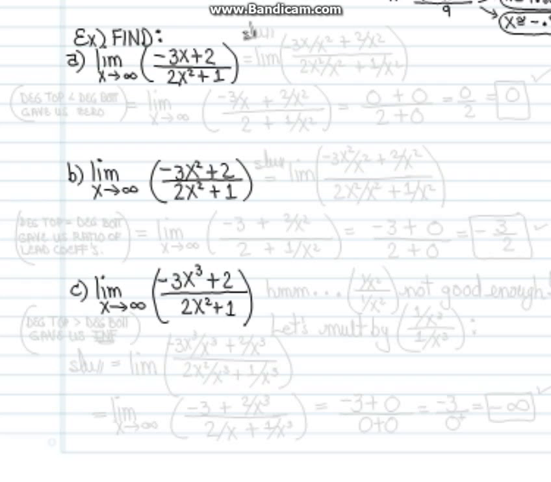Okay, so the first problem, part A, we're taking the limit as x approaches infinity of negative 3x plus 2 over 2x squared plus 1. Compare that to part B, the limit as x still approaches infinity of negative 3x squared plus 2 over 2x squared plus 1. And the last one, part C, the limit as x approaches infinity of negative 3x cubed plus 2 over 2x squared plus 1. The denominators are all the same, and the only difference is the power of x on the term negative 3x in the numerator. Now let's see how that causes us to get different types of solutions for each of these limits.